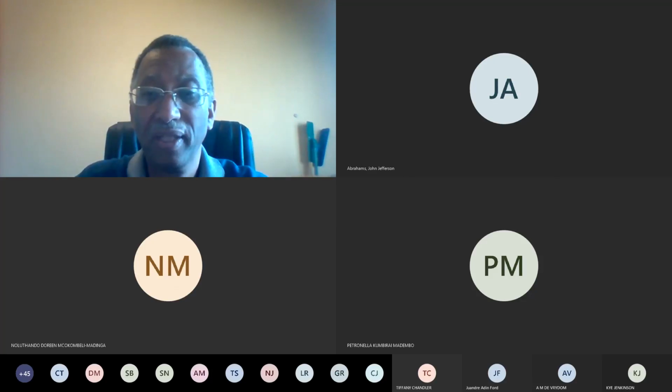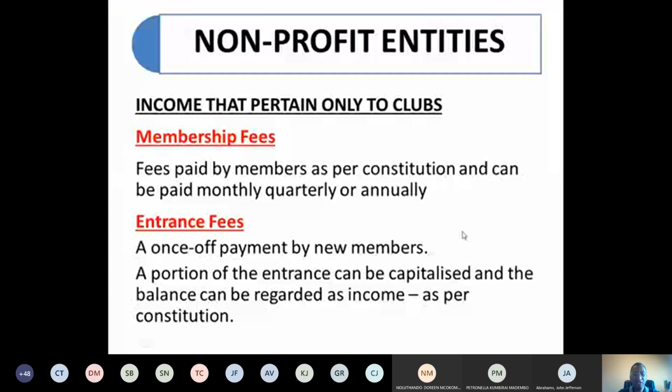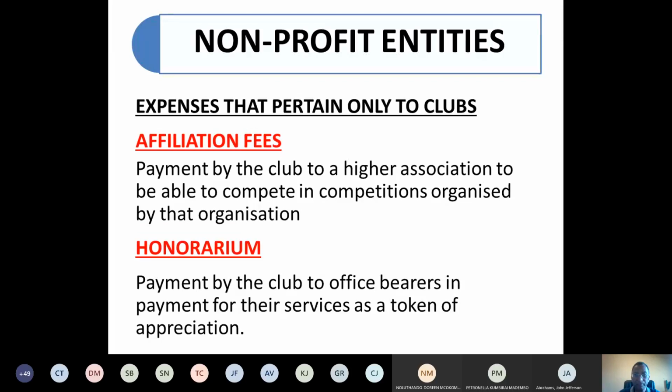So just to be clear, guys, when we speak about entrance fees, it is a once-off payment by new members. A portion of the entrance fees can be capitalized, and the balance can be regarded as income. The Constitution will guide you on that matter.